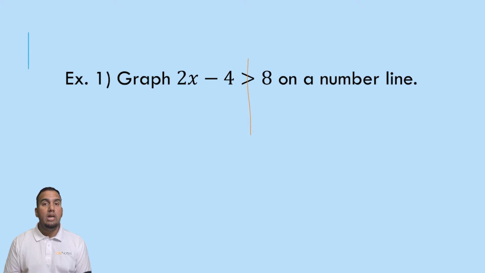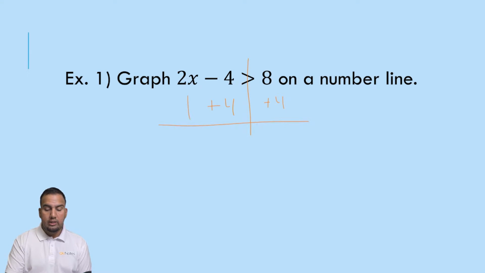So what are we going to do? What's the opposite of minus 4? Hopefully you agree. It's plus 4. So we're going to go ahead and add 4 to both sides. Now when I do that, the 2x is going to drop nicely. I'm going to be left with 2x. The negative 4 and the positive 4 are going to cancel out. And I'm going to drop the greater than symbol. And 8 plus 4 is going to be 12.